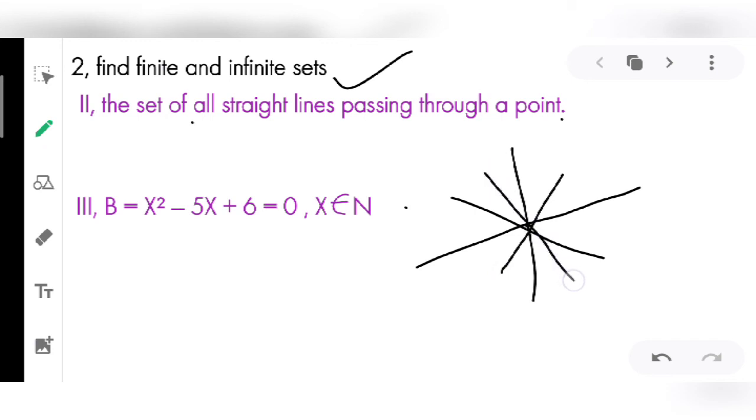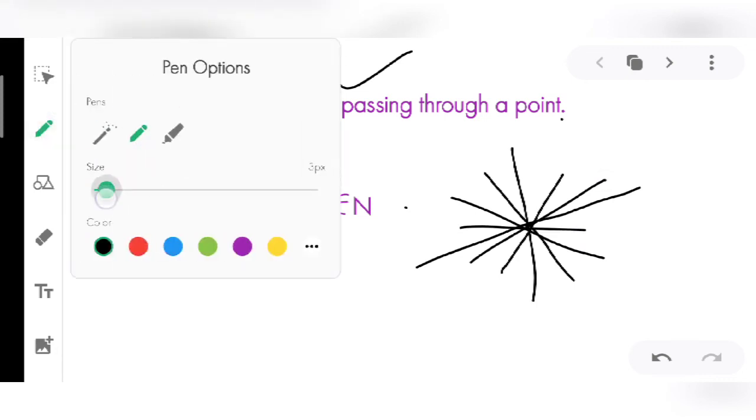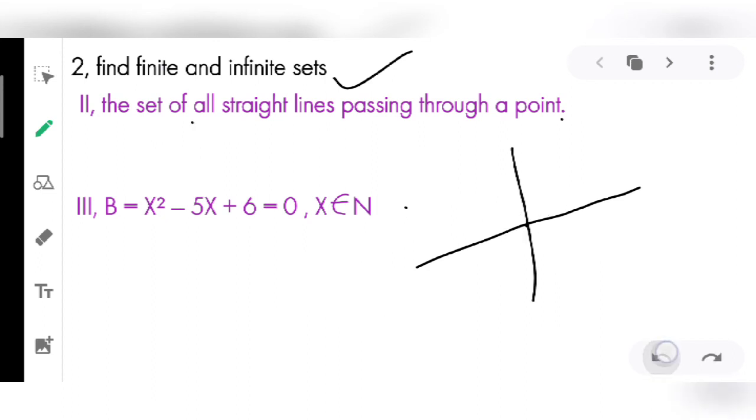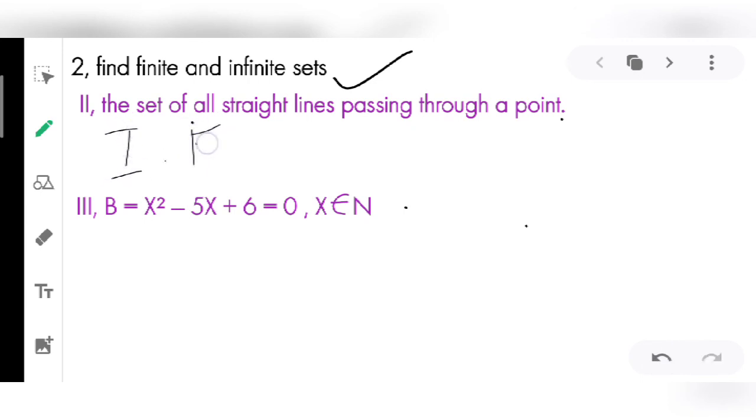For a point we can draw as many lines passing through that point as possible. Here, with this thickness of the tip, I am drawing this number of lines, but when the tip is very thin, we can draw many more than this. So this is indefinite, that is infinite. So the set of all straight lines passing through a point is an infinite set.